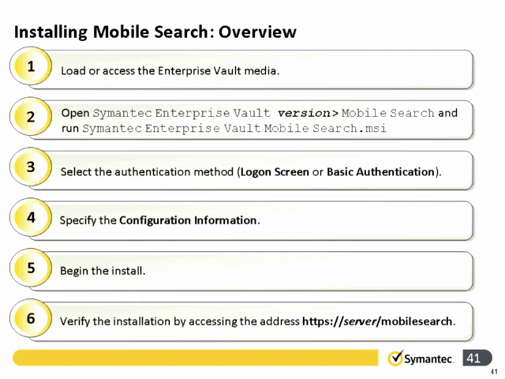You will then specify your configuration information, and here in a moment we'll be looking at the different configuration information that's going to be available. Then you begin the installation process, and then you verify the installation by accessing the address, which is going to be HTTPS, then the name of the server that's acting as the mobile search server, and then mobile search, which is the default name of the virtual directory in Internet Information Services on that particular mobile search server.